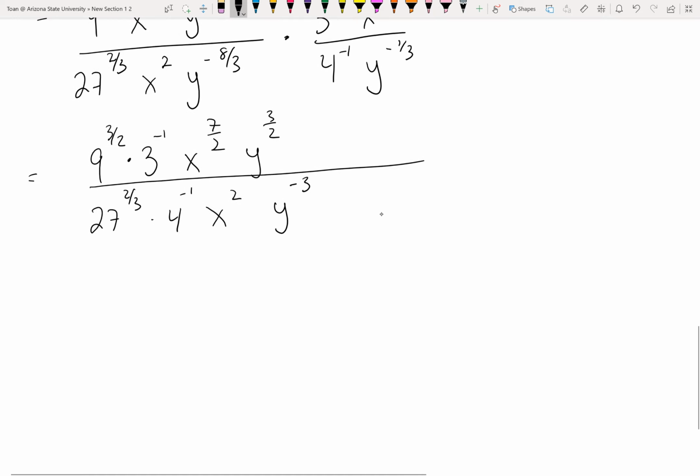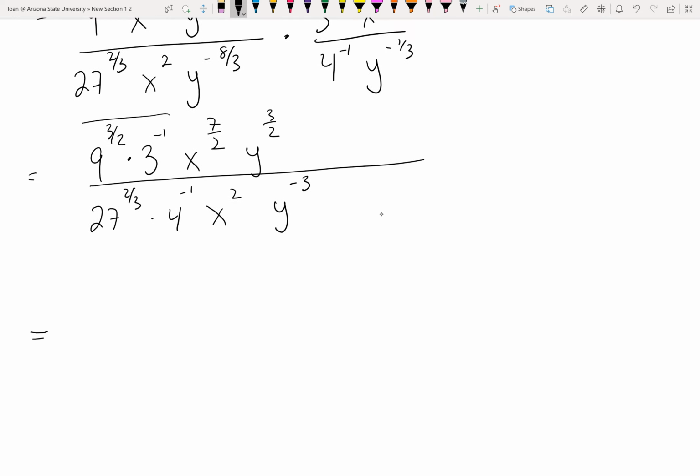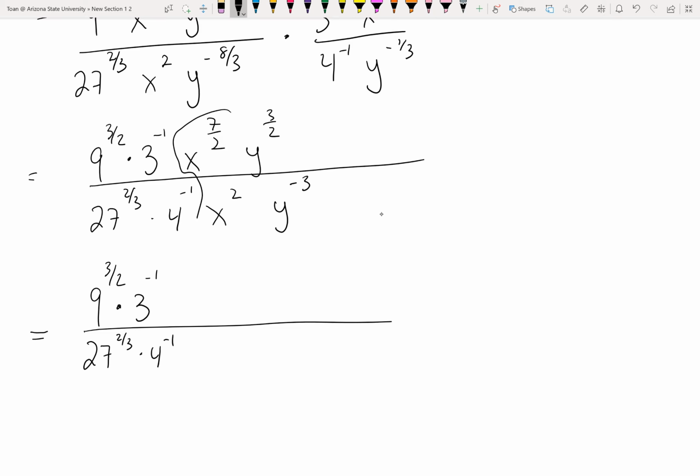Now I'm going to do the quotient rule, which is subtracting like bases. All of these regular numbers here we'll take care of later because they're all different. So I'm just going to copy them down as is. We'll take care of them later. So with the x's here, you've got to subtract the exponents, top minus bottom. And again, we're doing 7 halves minus 2. You just got to know how to add and subtract fractions. But if you do that correctly, that's going to give you a 3 halves power.